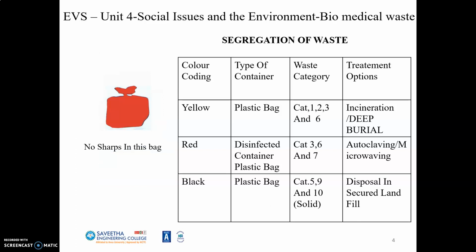The segregation of waste can be categorized into 4 categories, by color coding and type of container, along with the waste category and treatment option. The color coding includes yellow, red, and black. The types of containers are plastic bags and disinfectant containers. The treatment options are incineration, deep burial, autoclaving, microwaving, and disposal in a secure landfill.